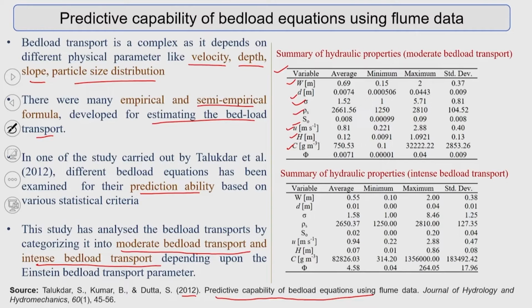The same way, if you look at intense bed load transport, we have used a data set having the flow width, depth, mean sediment properties, the standard deviations, the bed slope, flow velocity, and sediment concentrations in grams per meter cube. We consider all of this to look at how the bed load equations have predictive capacity for these flume data.